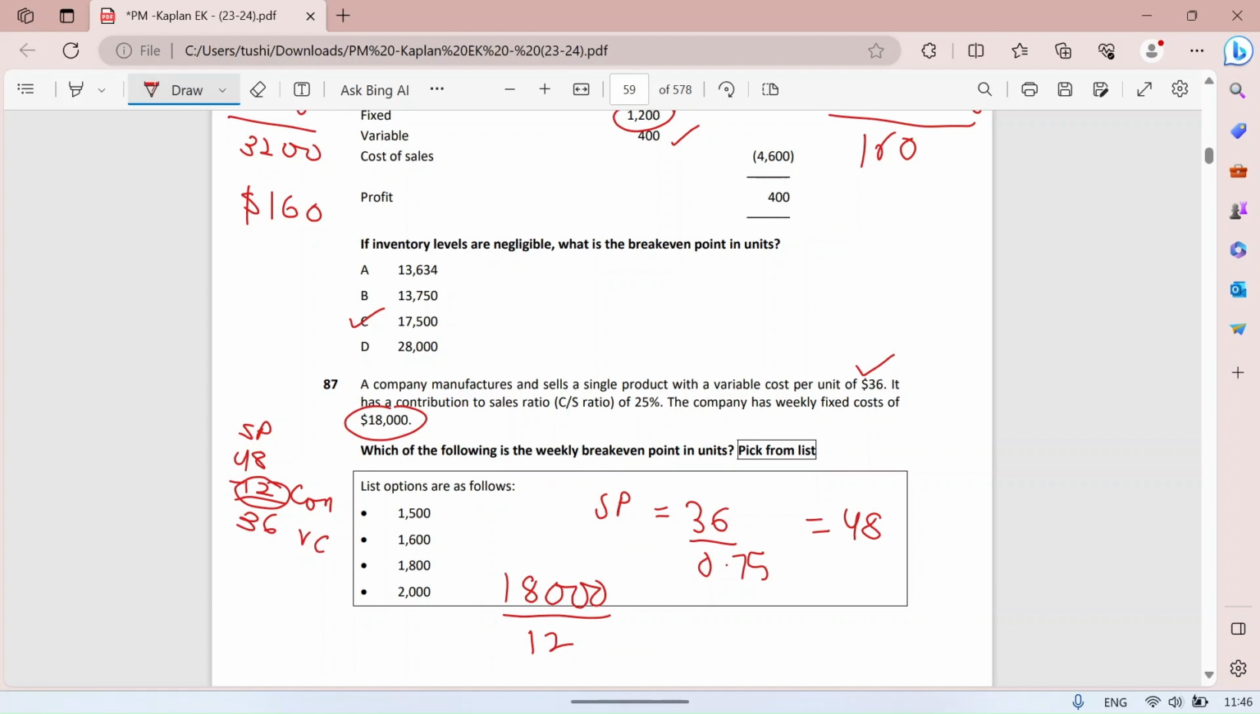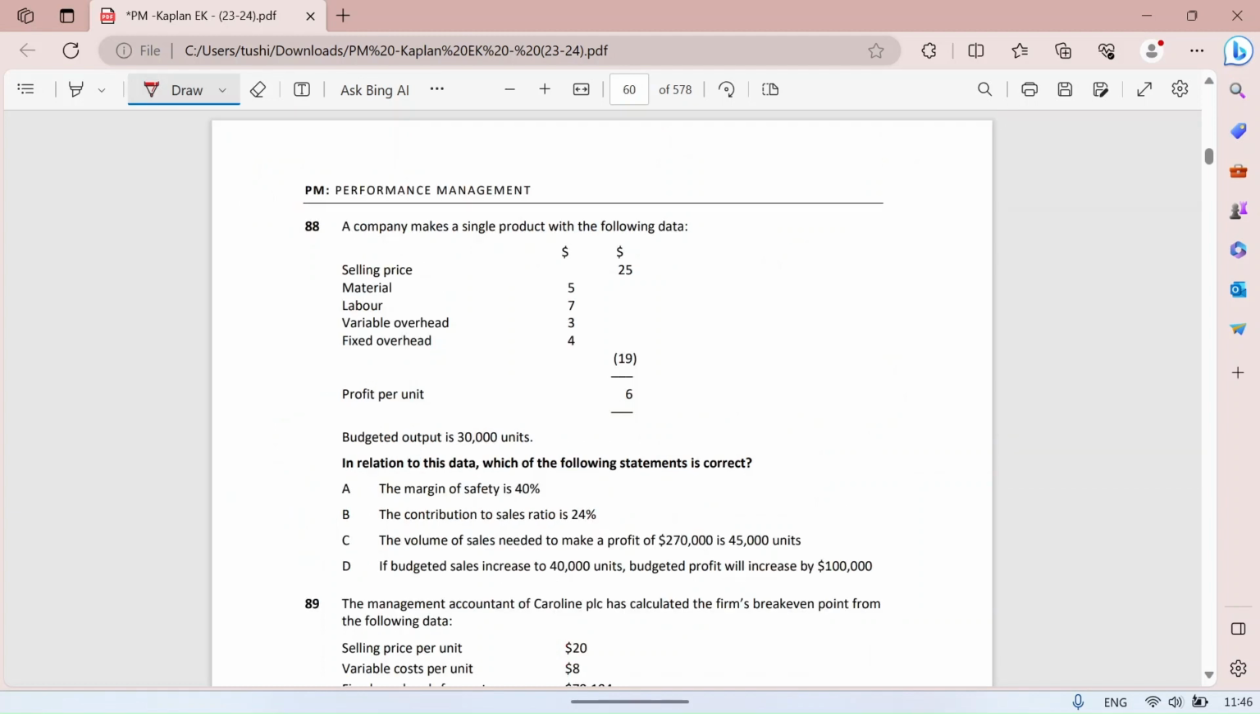Now moving on to the next one. A company makes a single product with the following data. Okay, everything is given, budgeted output as well. In relation to the data, which of the following statements is correct? So let's go statement by statement.